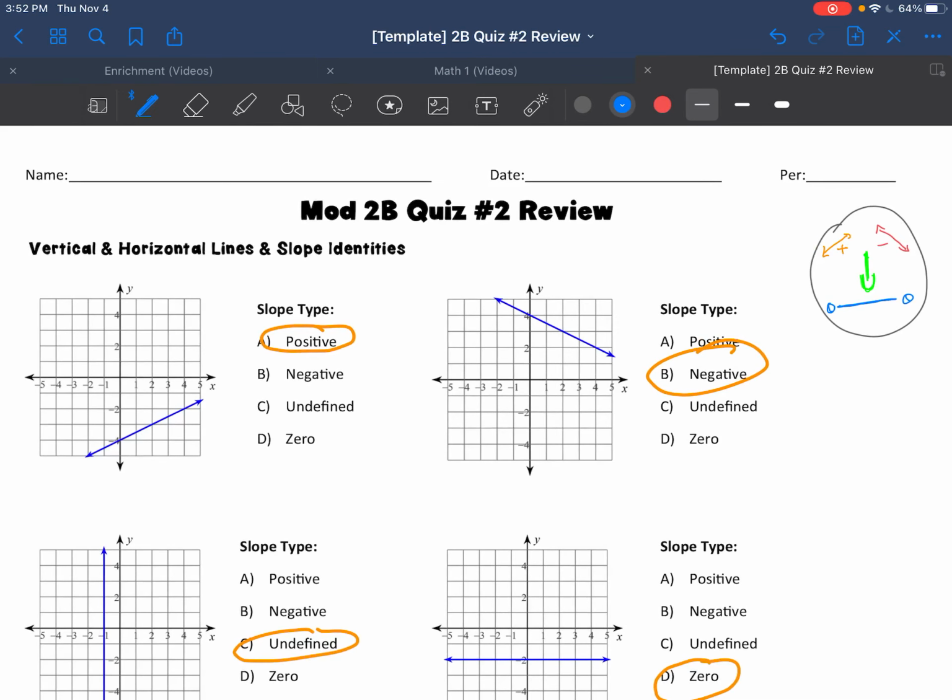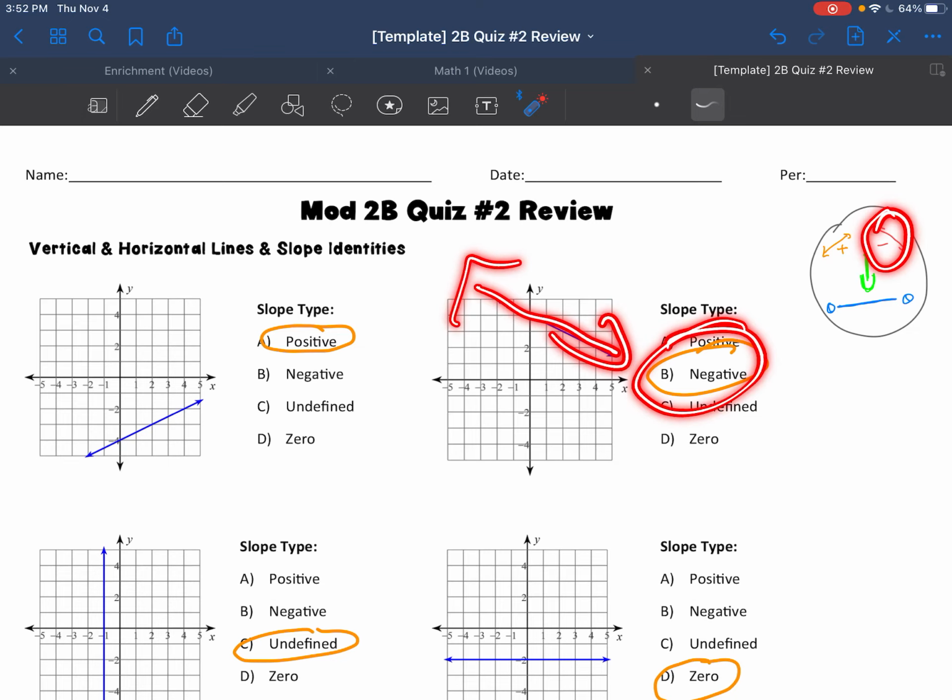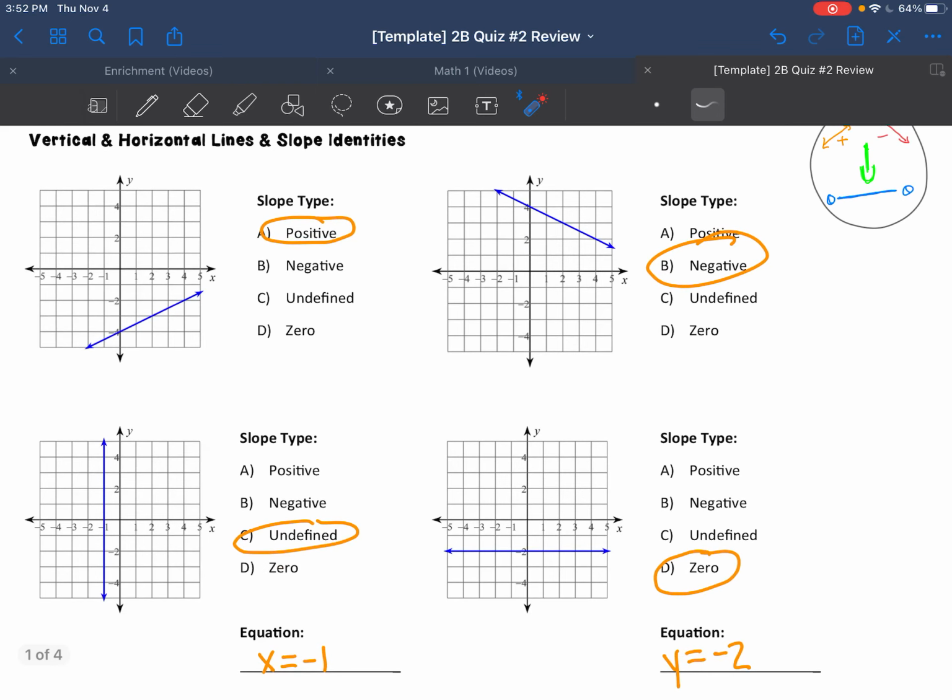So looking at our first graph here, this is positive, because the eyebrow is going up. Negative, because this graph is going down, which represents his right eyebrow. This graph is going straight up and down, which represents his nose, which is undefined. And this last graph represents his mouth, which is a slope of 0.